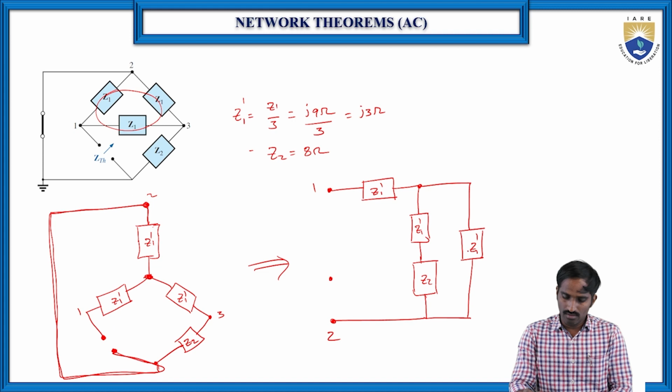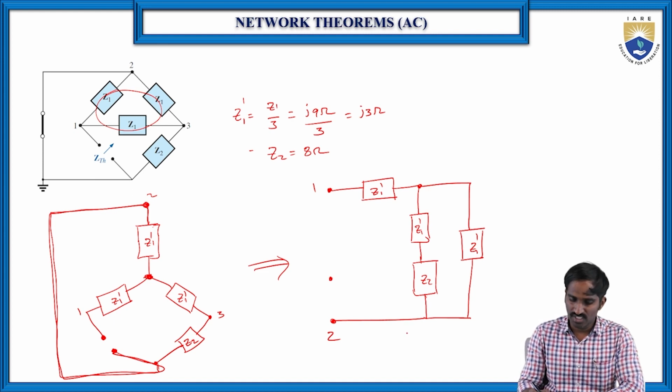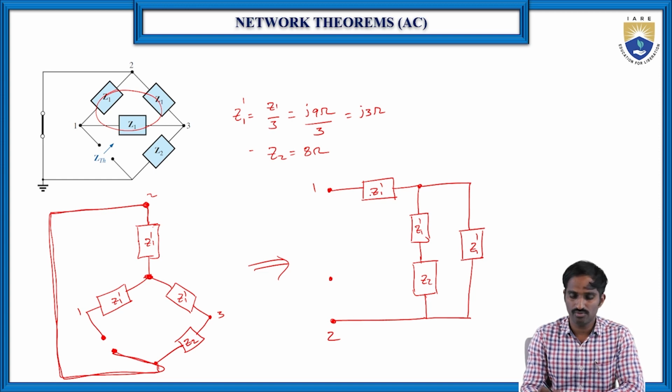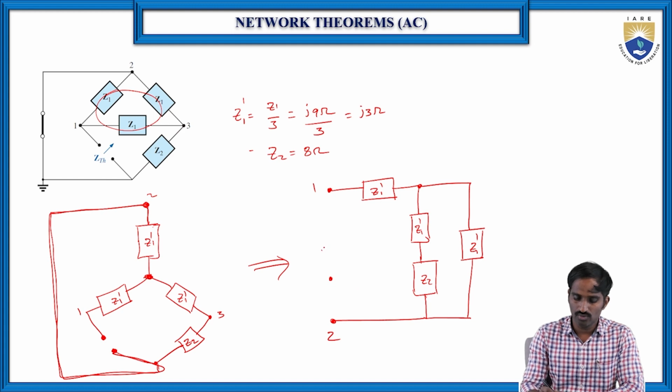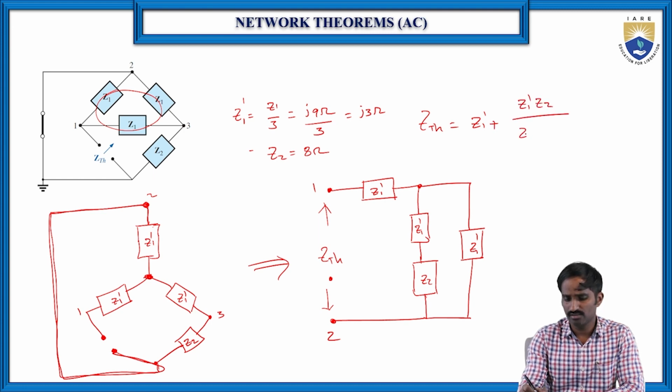Now we can simply observe that Z1 dash and Z2 are in series, and this total combination is in parallel with the Z1 dash. Here Z1 dash is connected to the open circuit, so the current flowing through it is 0, which means we can neglect this one. Then the Z Thevenin across terminals 1 and 2 is equal to Z1 dash plus Z1 dash Z2 by Z1 dash plus Z2.